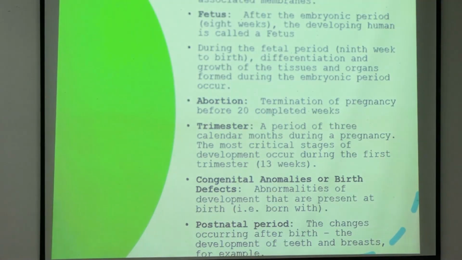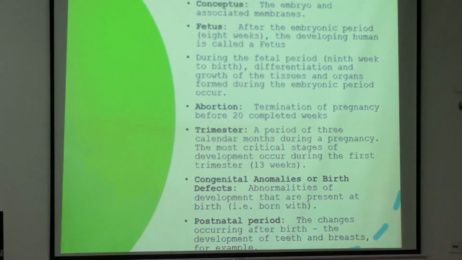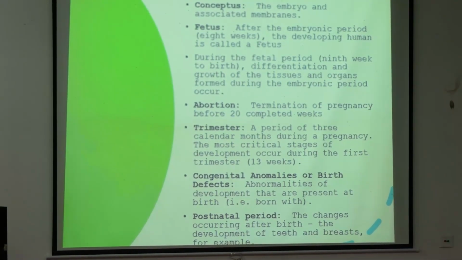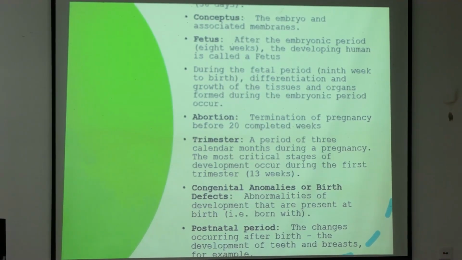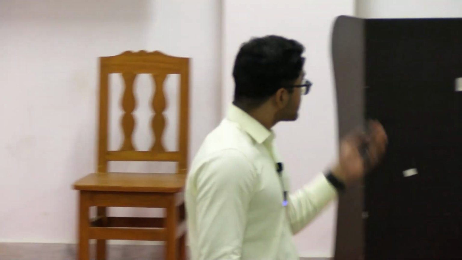The top portion that has been cut is actually mentioning the definition of embryo. Embryo is till the 8th week of gestation. Beyond the 8th week, we call it fetus. Till the first 2 weeks, we call it zygote. Okay. Fetus is after the 8th week of pregnancy.